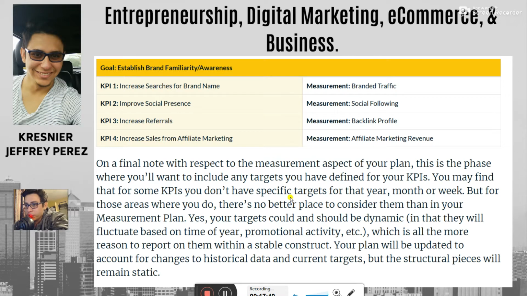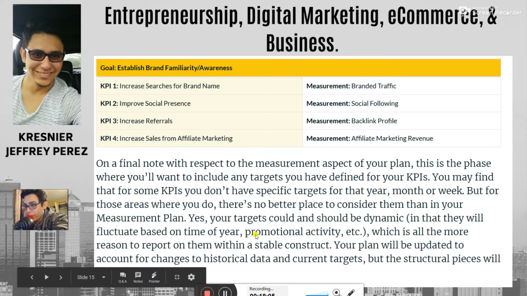On a final note, with respect to the measurement aspect of your plan, this is the phase where you'll want to include any targets you have defined for your KPIs. You may find that some of the KPIs you don't have specific targets for that year or month, but for those areas where you do, there's no better place to consider them than in your measurement plan. Yes, your targets could and should be dynamic in that they could fluctuate from the time of the year or promotional activity, which is all more reason to report them within a reasonable construct.